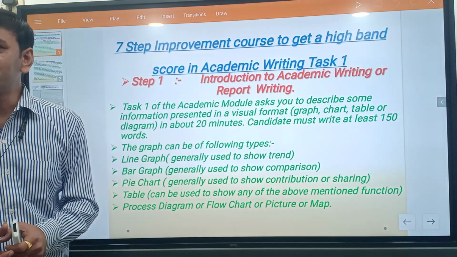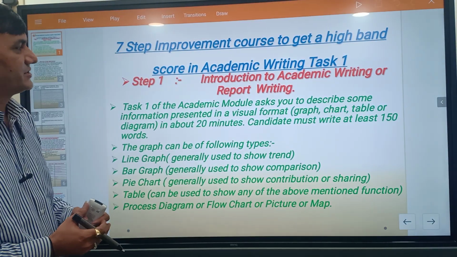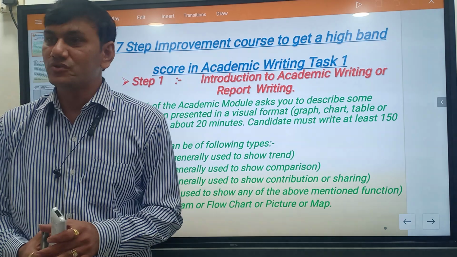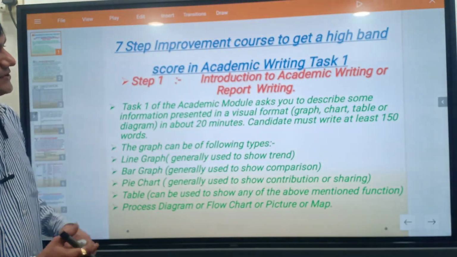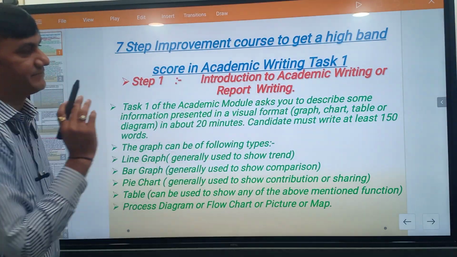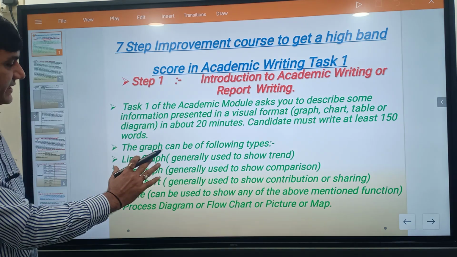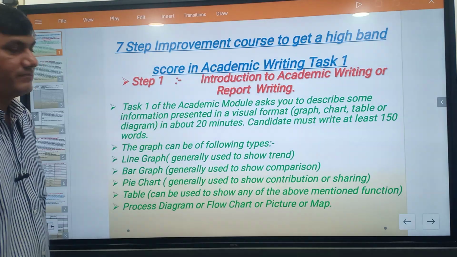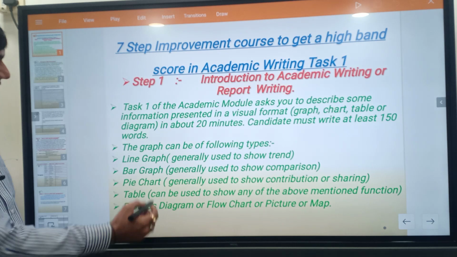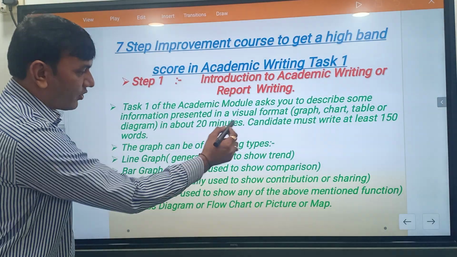Okay, so today we are going to learn Task 1, graph. So how to write a graph? Graph is also called report writing. In report writing, different types of graph will be there. First, the graph can be in the following types.